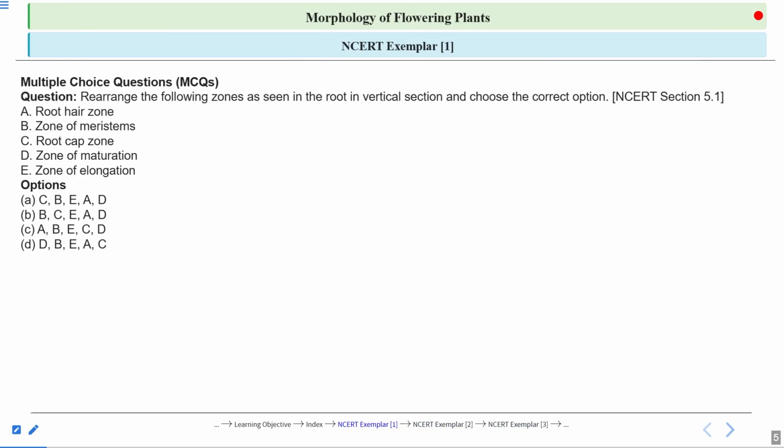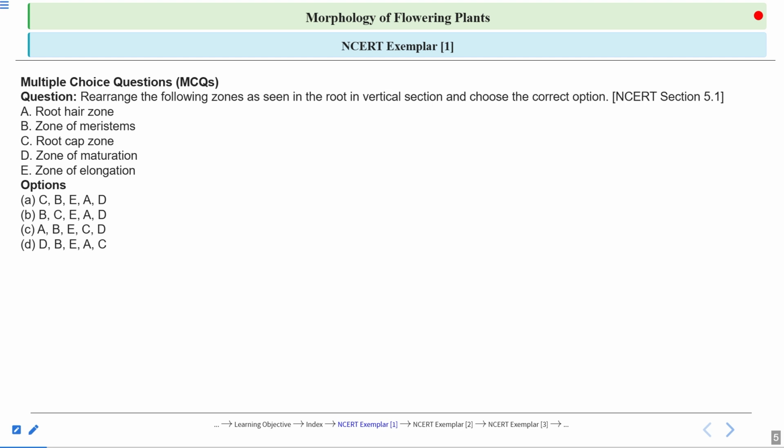So this is the first question. This is the multiple choice question. Rearrange the following zones as seen in the root in the vertical section and choose the correct option. This question is coming from the NCERT section 5.1. So what are the different zones? Let us see that. A. Root hair zone. B. Zone of meristem. C. Root cap zone. D. Zone of maturation. And E. Zone of elongation.